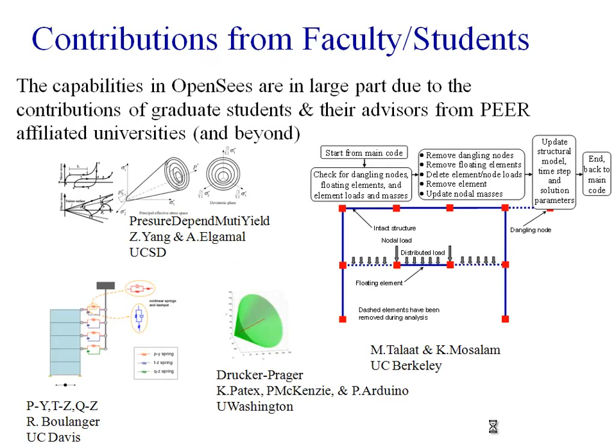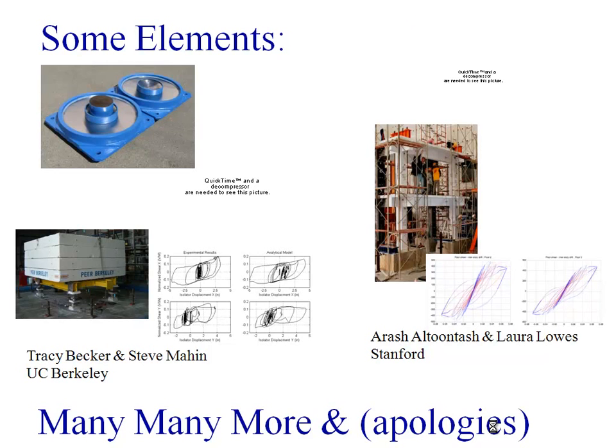Most of these classes are not provided by me. They've been provided by members of the community from all over the place. I'm only showing a couple of examples of some of the stuff that has come in from different people: a lot of materials, a lot of elements, some integration strategies and some solution algorithms. The newest element I'm showing here is the triple friction pendulum bearing. It has come from UC Berkeley. One of the older elements is an element for the joints in a reinforced concrete building.